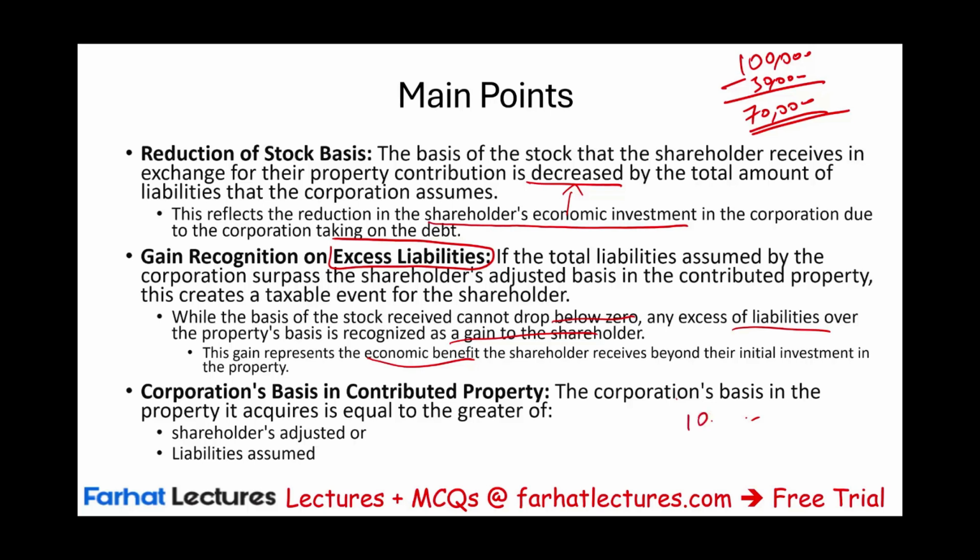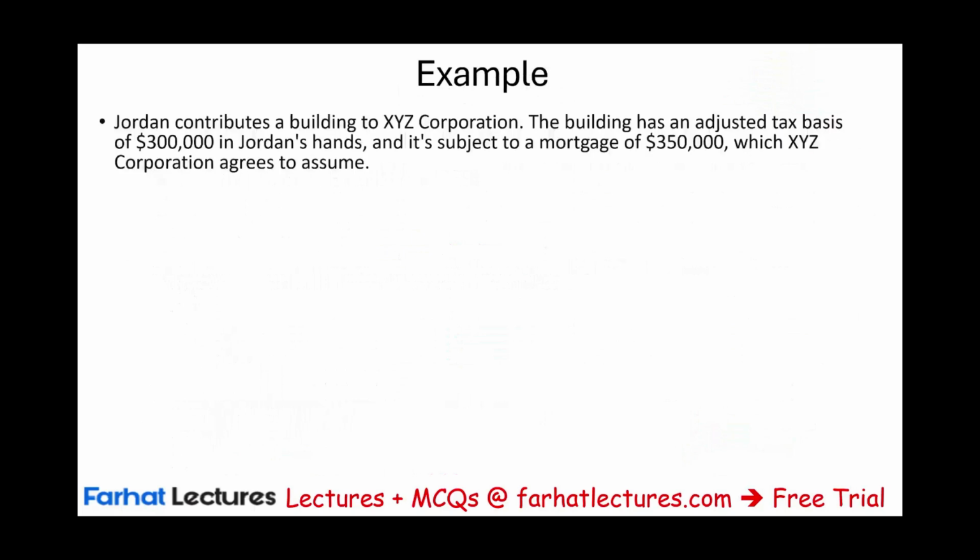If we go back to this example, 100,000 and there's a liability of 210. What does that mean? It means the corporation cannot own this asset free and clear unless they pay 210. It means the basis for them is 210, the liability assumed, the greater of shareholder adjusted basis or liability assumed, because they can't have it unless they pay the debt. So if you want to own something and enjoy it free and clear, you pay off the debt. If you pay off the debt, that's my basis. That's my basis in the property.